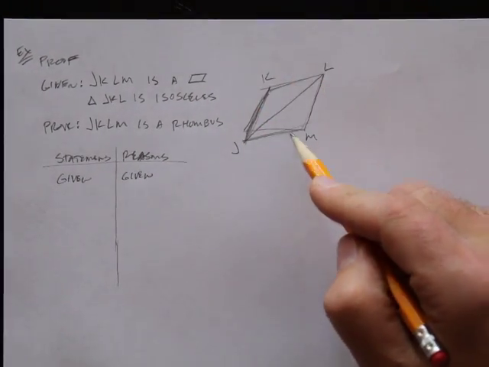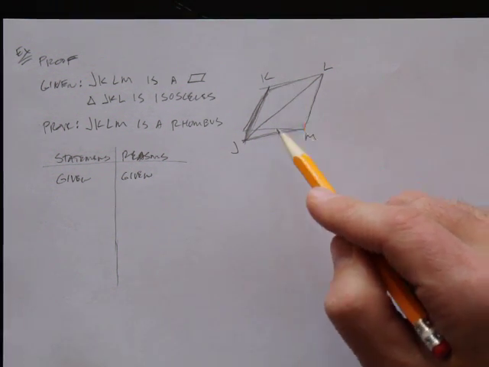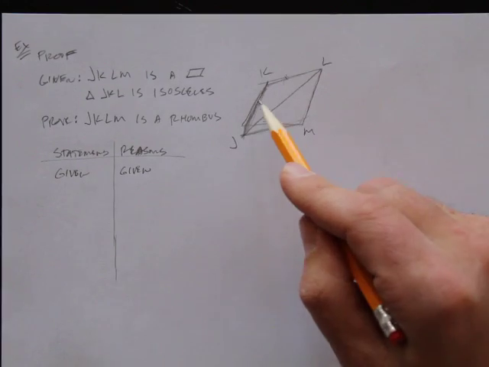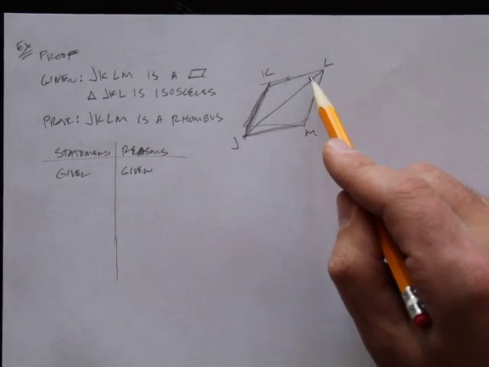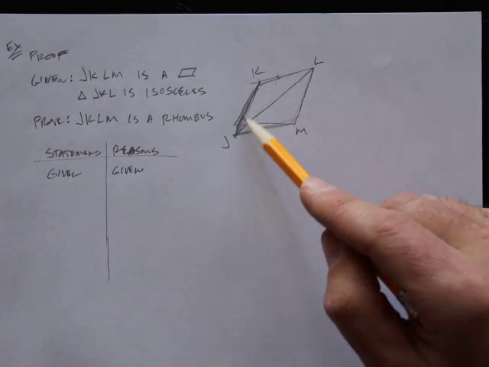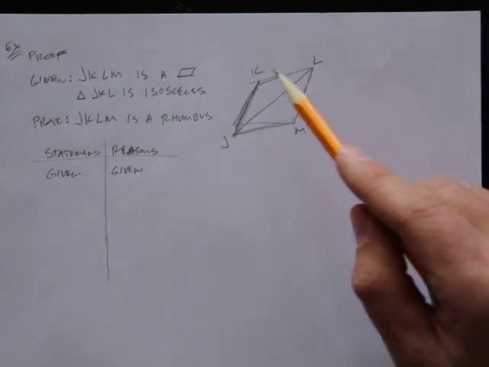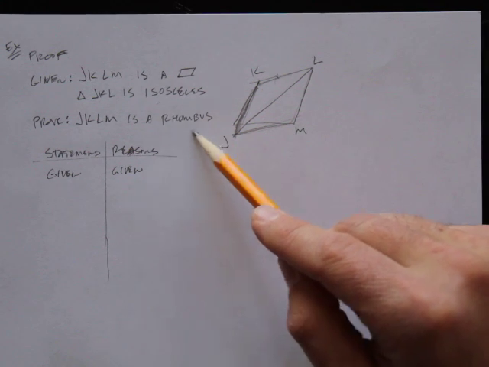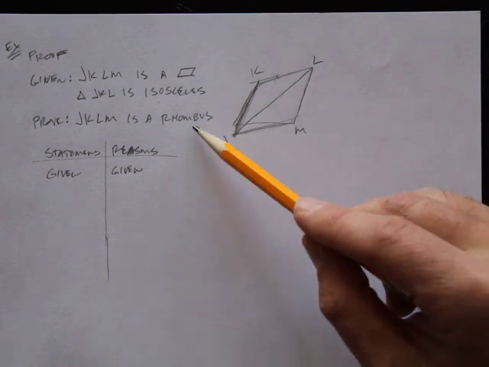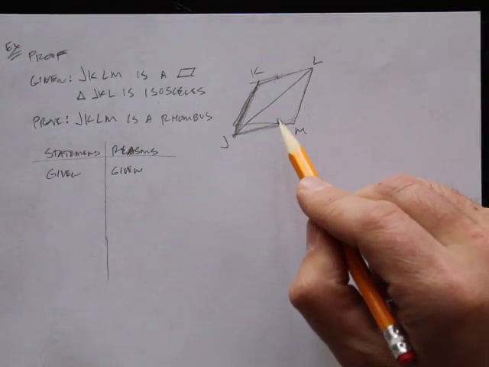So, JKLM, this is a parallelogram. Okay, so remember what a parallelogram means. It means these sides are congruent. It means these sides are congruent. It means these sides are parallel, these sides are parallel, these angles are supplementary, okay, all this stuff. JKL, this triangle, is isosceles. Okay, so I need to prove this is a rhombus. I already know it's a parallelogram, so that's helpful. I don't have to prove it's a parallelogram. It's already a parallelogram, but that means these sides are congruent.